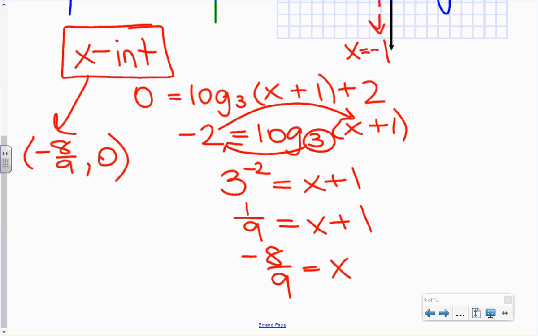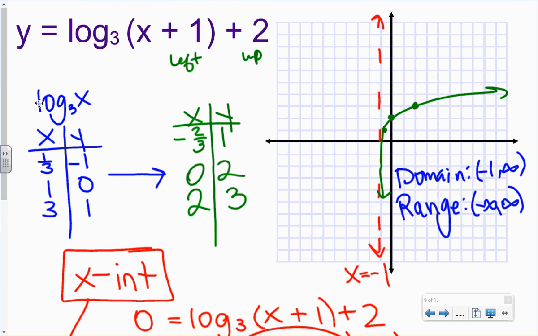Yes? For that framework, can you just explain that? Yeah. So typically in our parent function, we have a vertical asymptote of x equals 0, right? Well, since we have a shift to the left one, then our asymptote gets shifted left. We don't have horizontal asymptotes in logarithms. We only have vertical. And we only have horizontal in exponential. So it's either one or the other. Does that make sense? Exponentials have horizontals and logarithms have vertical. Is that clear? Okay.